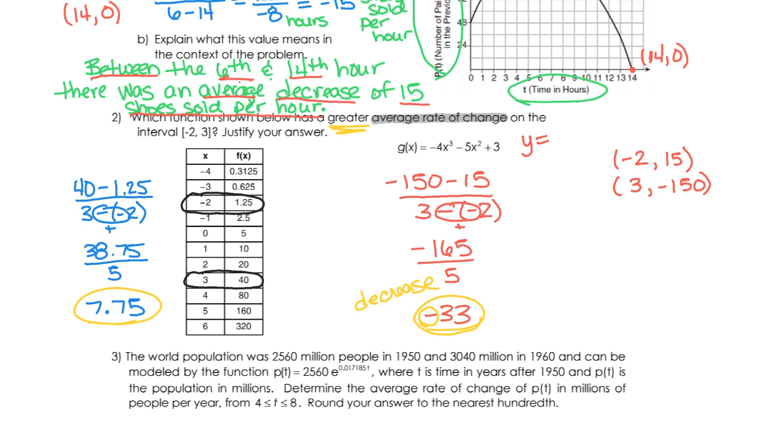Okay. And so when we compare which one's greater or which one's least, we only compare the numbers as positive numbers. All right. And so now when we're looking at 7.75 and we're looking at 33, technically 33 is greater. I know that it is negative, but that just means that it's going down. The rate of change is still greater, whether it's an increase or a decrease. Okay. And so we're going to go ahead and say that this one, g of x, has a greater rate of change.